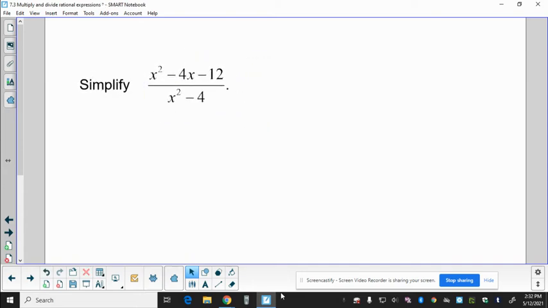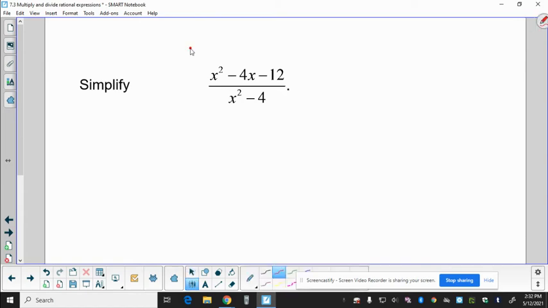We're going to simplify this expression. So I think what we're going to want to do is factor this expression down as far as possible. And if we have any common factors, we are going to cancel them, reduce them. So let's look at this first one. Let's see what we can do here. I think we got x there, x there.